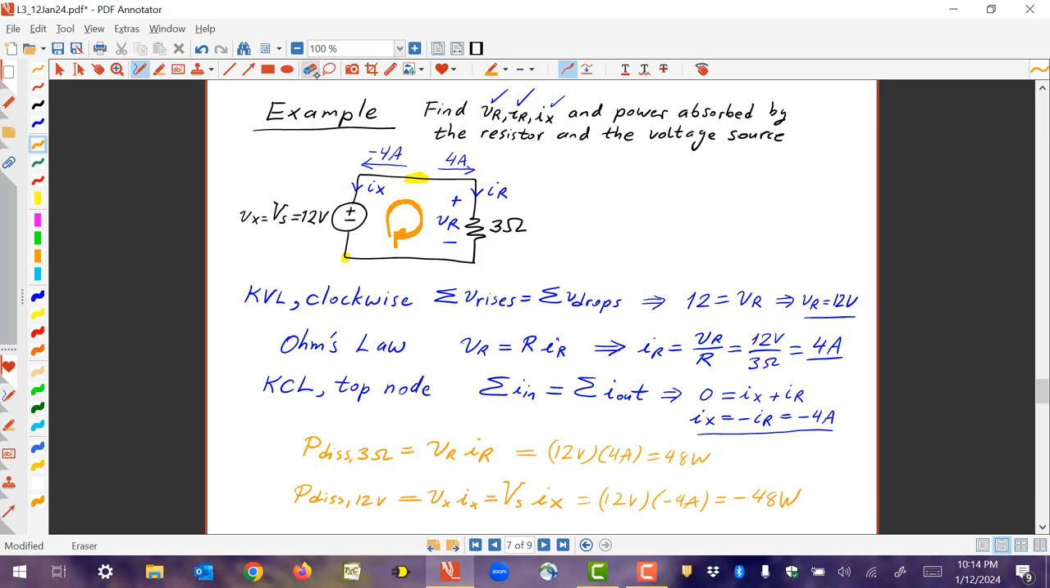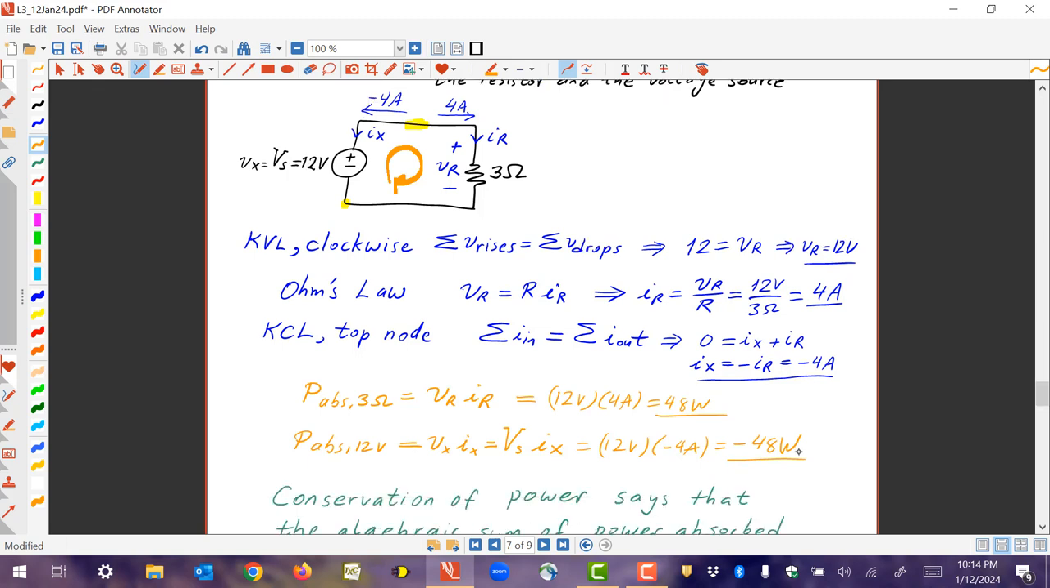Now, instead of dissipated, I could also use the word absorbed, just to keep the same terminology. So power absorbed by the 3 ohm resistor is 48 watts. Power absorbed by the 12 volt source is minus 48 watts. If this is negative, what that's really saying is that it equals plus 48 watts generated.